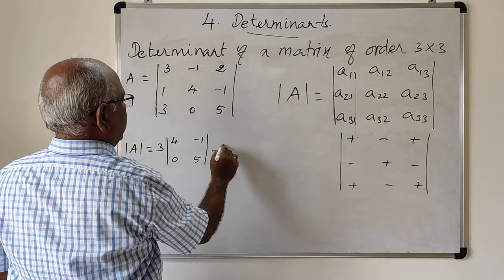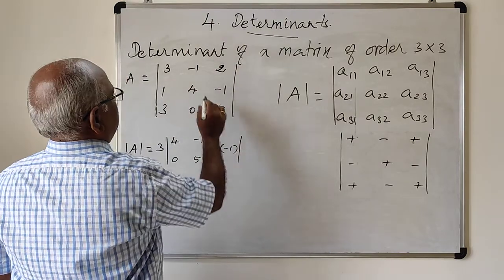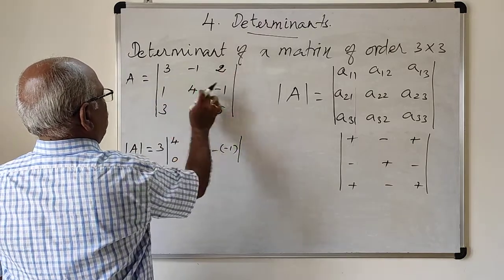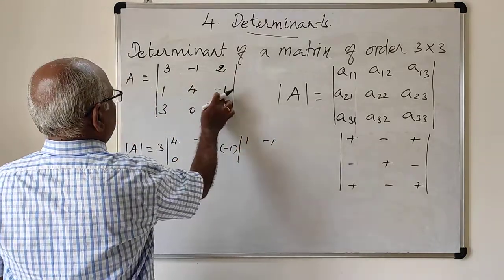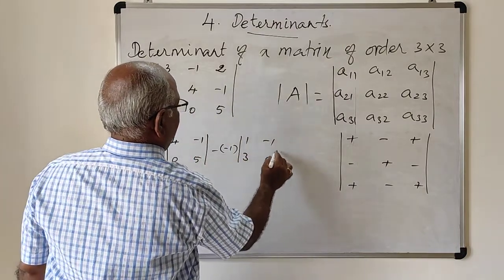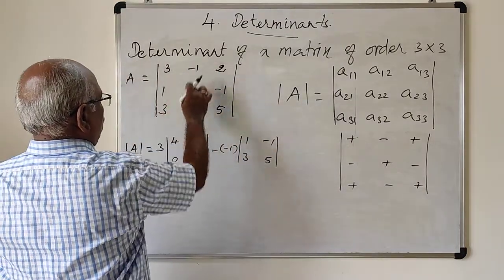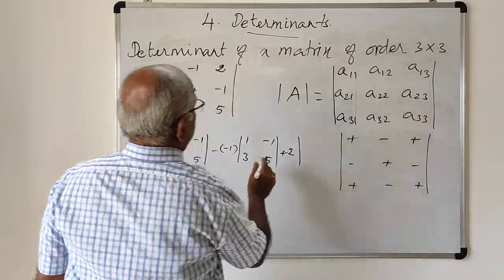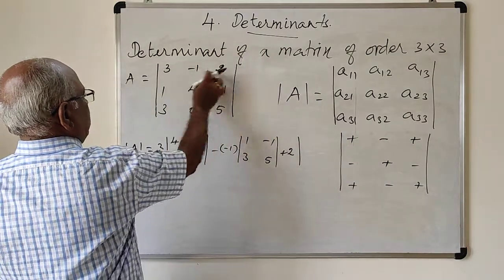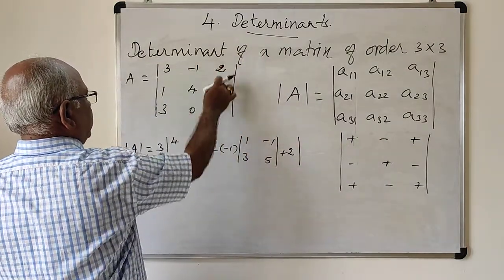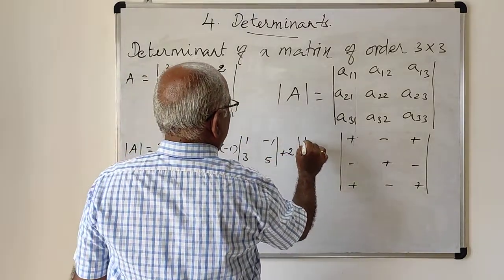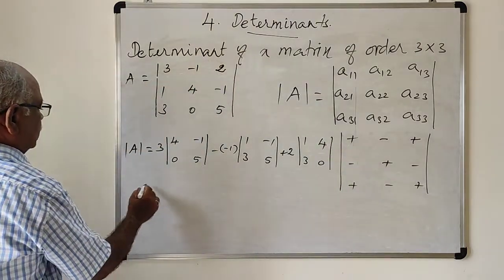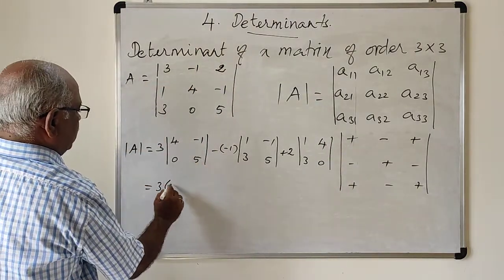Already there is minus 1 here, therefore you get minus 1 into the minor eliminating second column and first row: 1, minus 1, 3, 5. Next plus 2 into the minor eliminating first row and third column: 1, 4, 3, 0. That's all.